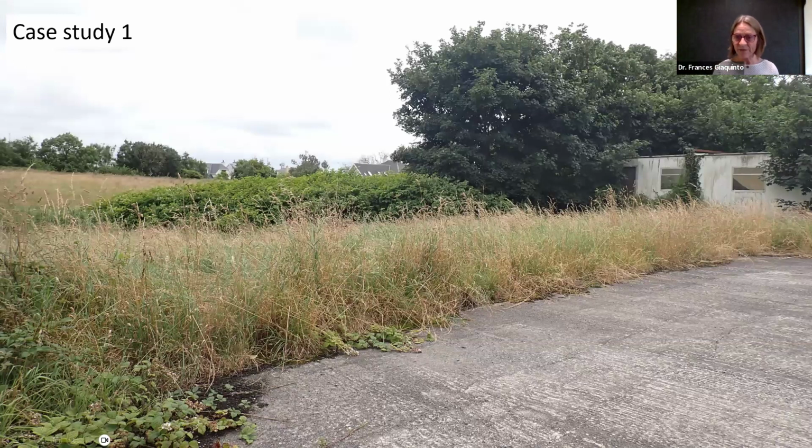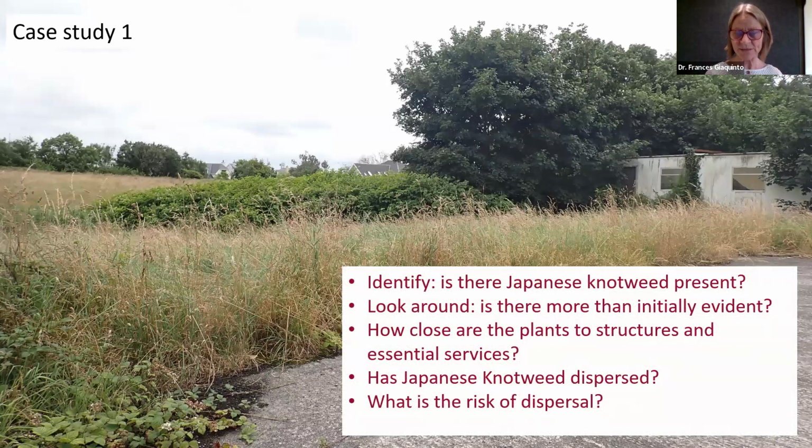So here the client has bought this piece of land. It's an old factory. The factory is going to be demolished, but in the interim, they want this prefab to be moved. Okay, and your job is to advise them. So you're coming onto the site, and the first thing you're looking for is: is Japanese knotweed present in this site?